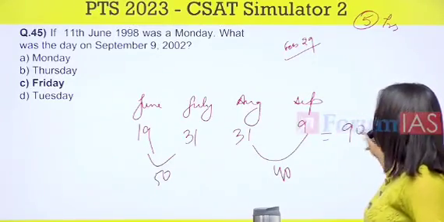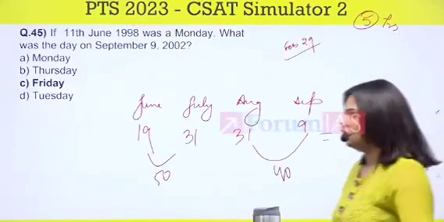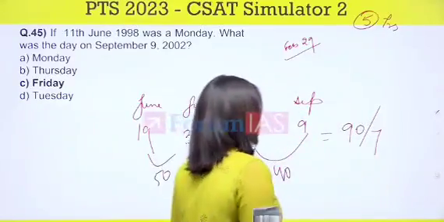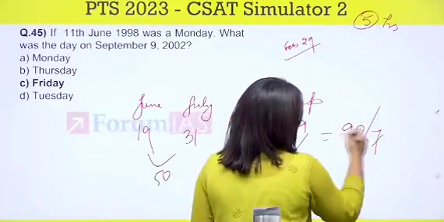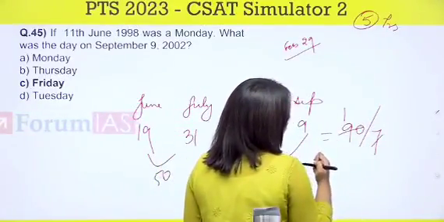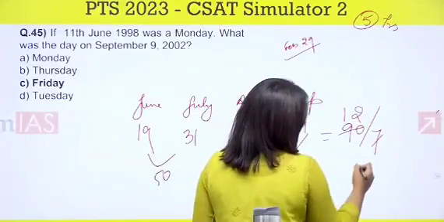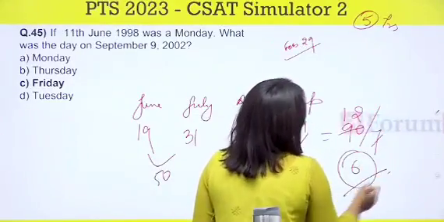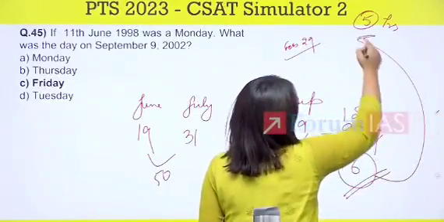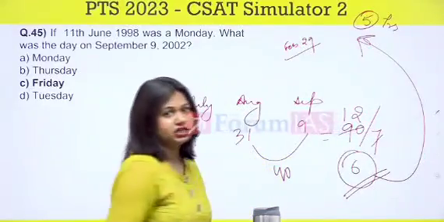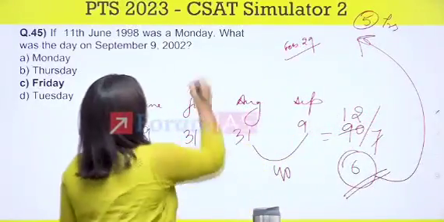What is the total here? 90. 90 by 7. How many odd days? 7 ones are 7. Right? What is left behind? 20. 7 twos are 14. 6 is the remainder. I have 6 odd days here from the dates. I have 5 odd days from the year. 5 plus 6 is how much? 11.